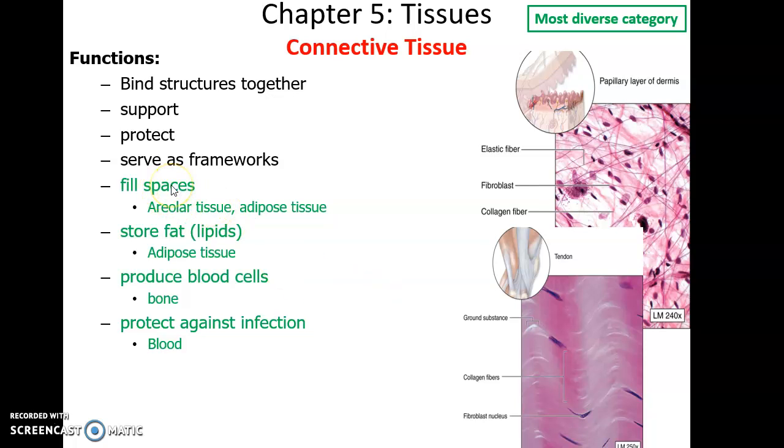You can just fill in spaces, put something there to surround structures and hold them in place. So that would include areolar tissue and adipose tissue. Store lipids, again, adipose tissue, that's our fatty tissue. Produce blood cells in the bone tissues and protect against infection from the blood tissue. That's right, blood is a tissue.